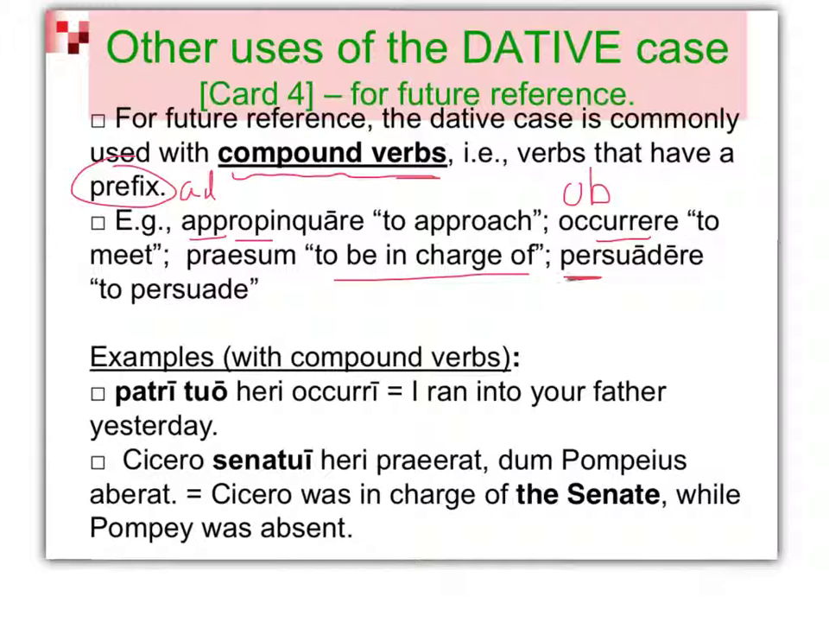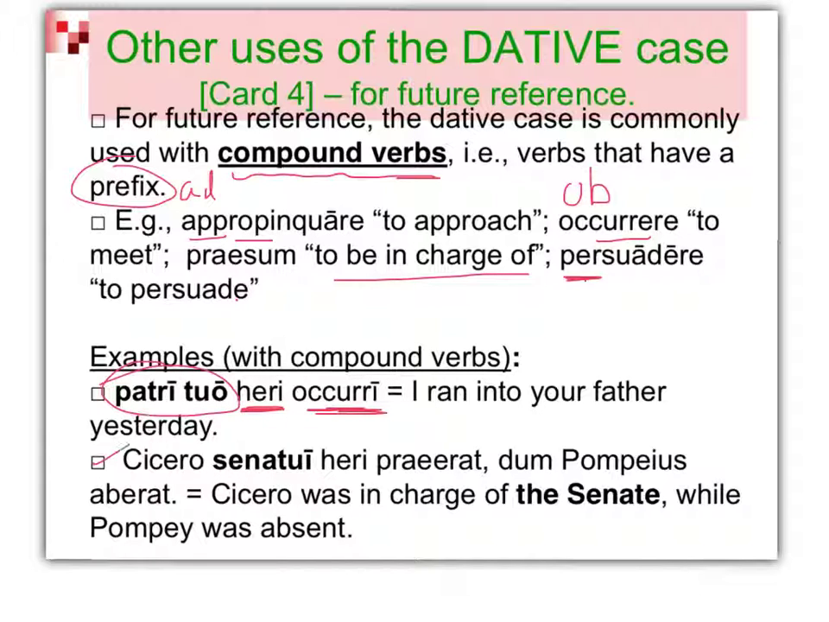Persuadere, with per- compounded to the front, means to persuade. So if I persuade Frank to do something, Frank would go into the dative case. Here are two examples. Harry, yesterday, occurri, I ran into, patri tuo, your father. So this goes into the dative with a compound verb.